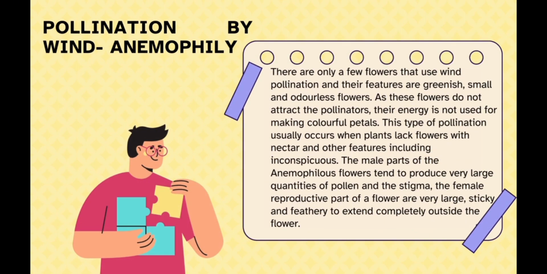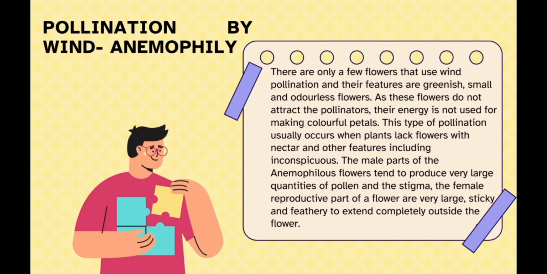Pollination by wind, that is called anemophily. There are only a few flowers that use wind pollination and their features are greenish, small and odorless flowers. As those flowers do not attract the pollinators, their energy is not used on making colorful petals. This type of pollination usually occurs when plants lack flowers with nectar and other features, including being inconspicuous.